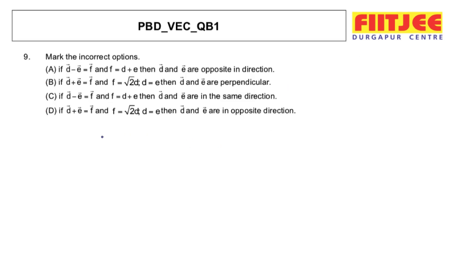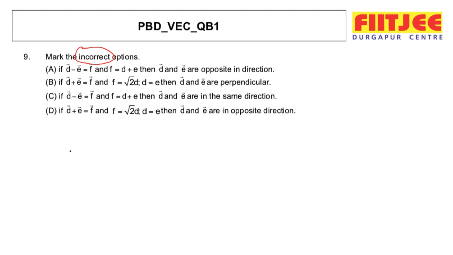Now what do we have in this question number 9? It says mark the incorrect options. I need to mark the incorrect options, right? The first option says that if D minus E equal to F and F equal to D plus E, this side F equal to D plus E gives the magnitude and this side is a vector. This side there is no vector sign, you can see. So D minus E is equal to F.